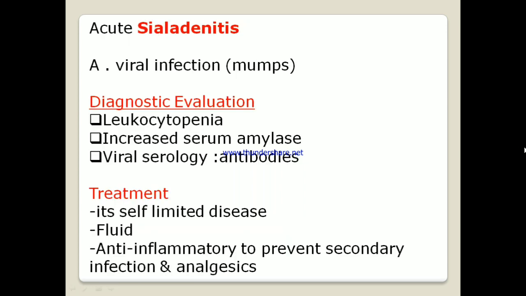Acute sialadenitis. A. Viral infection, mumps. Diagnostic evaluation: leukocytopenia, increased serum amylase, viral serology antibodies. Treatment: it is a self-limited disease. Fluid, anti-inflammatory to prevent secondary infection, and analgesics.